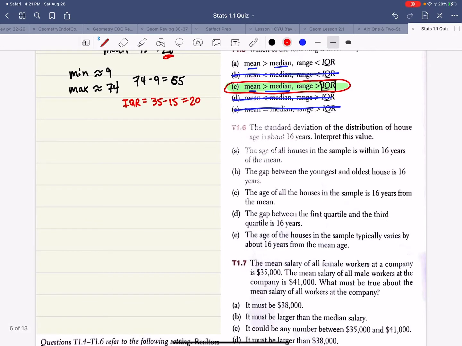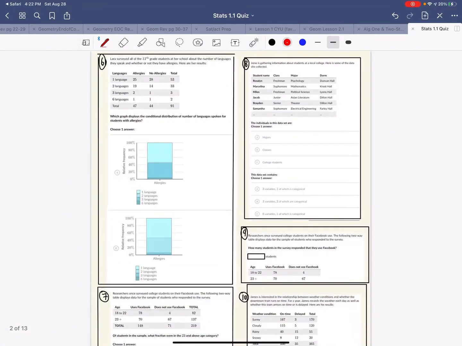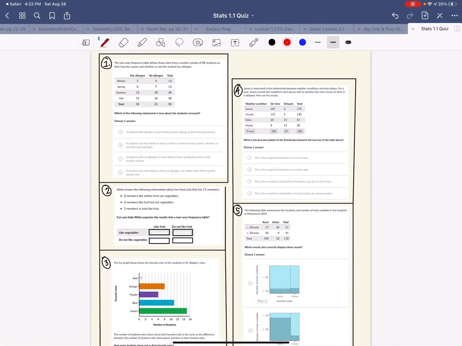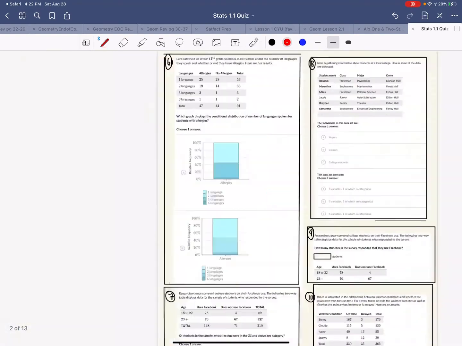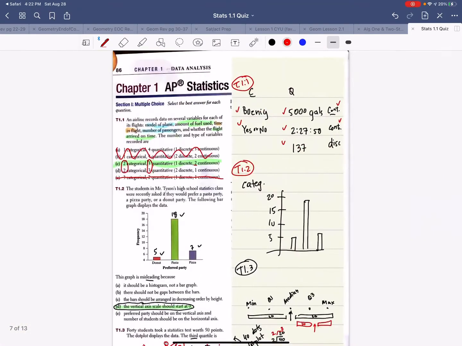Number 6, the standard deviation of the distribution of house age is about 16. Okay, so they calculated this for us and said it's about 16 years. Interpret this value. Well, we found in our notes that, I'm going to go back and actually take a snapshot of that. So again, try to encourage you guys. Do I have it here? Oh, I'm in my quiz file, not my notes, sorry about that.